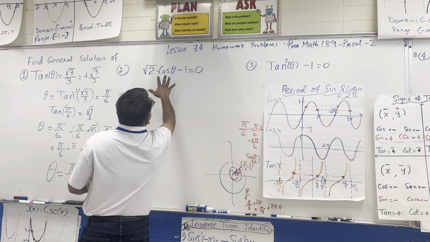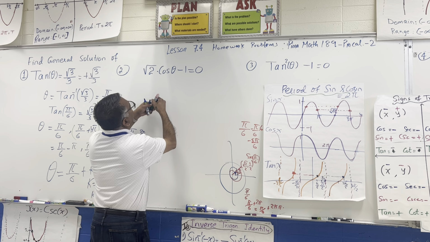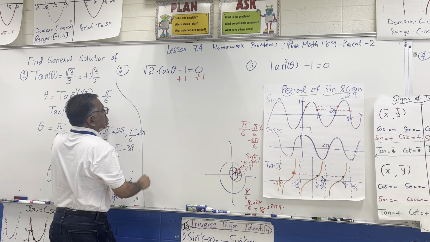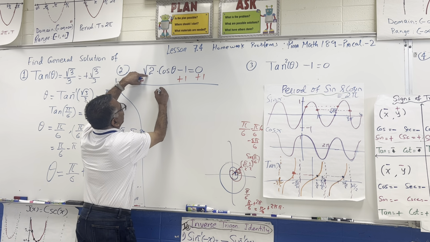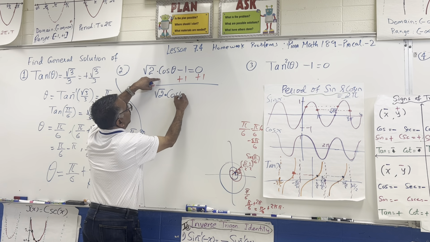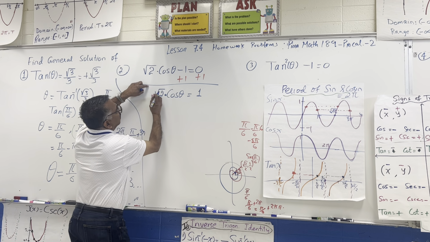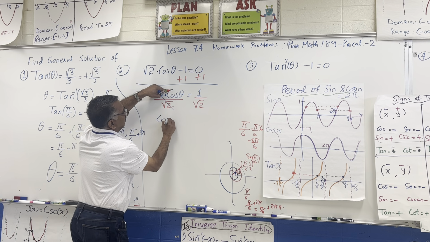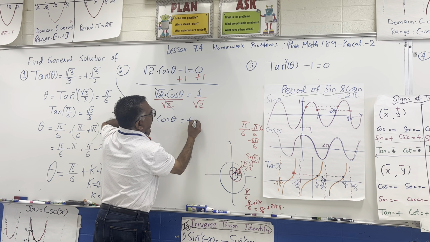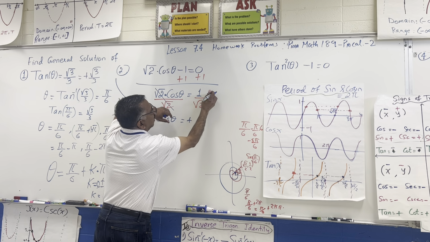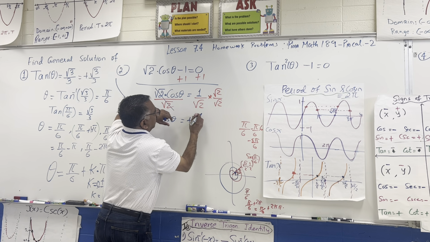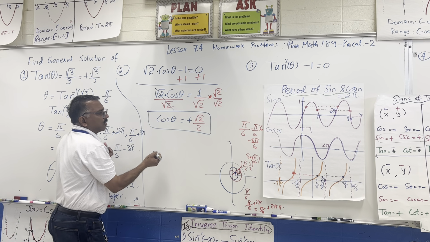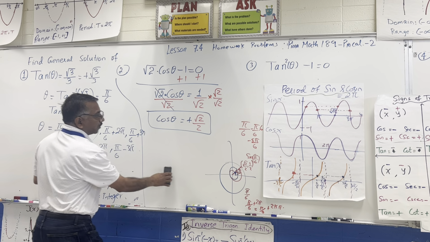Okay, so let's first solve for the trig ratios. So how do we solve the trig ratio? Add plus 1 to both sides. So this will be square root of 2 cosine theta equals 1, and then divide by square root of 2, which goes away, and you get cosine theta is 1 over root 2, which we can always write by multiplying by root 2 as root 2 divided by 2. Now when you look at this, you already know which quadrant cosine is in.